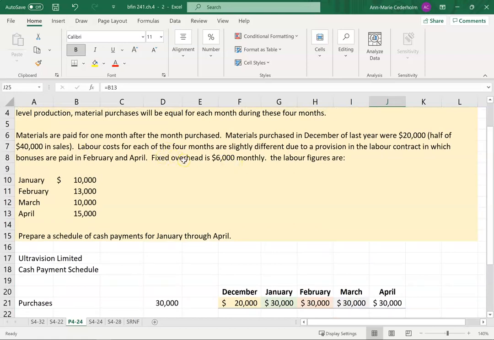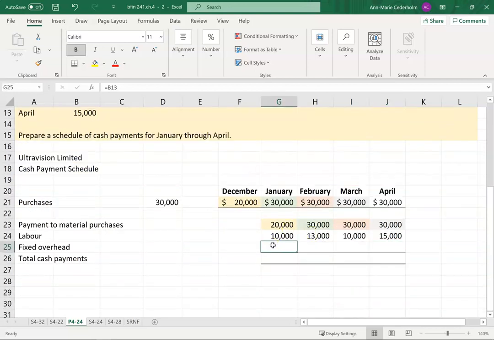Fixed overhead is 6,000 monthly, so I don't have to change that. We'll just put the cash amount in. So the cash fixed overhead is the same. Each question is going to be slightly different. Maybe in the next question, fixed overhead isn't the same, or maybe there are some non-cash items in the fixed overhead account that you would have to remove because this is only a cash budget.